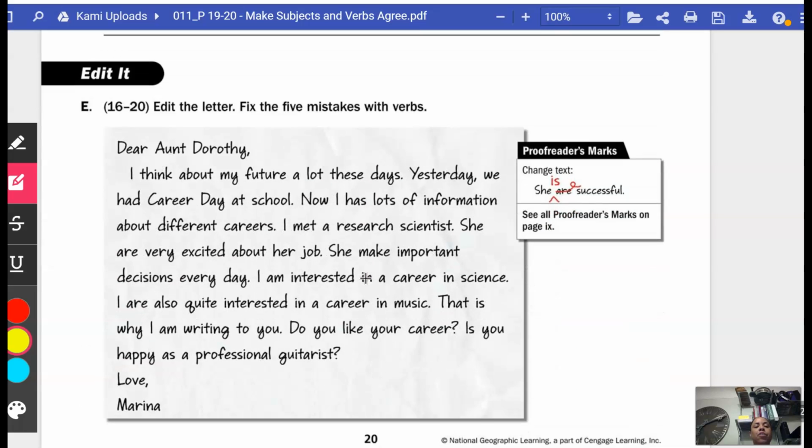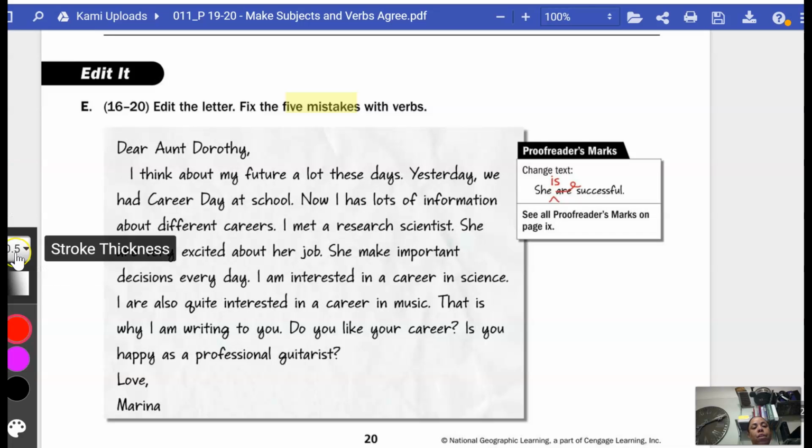Okay, and then the last section, it's just like the other handout that we did. You're going to fix the mistakes in this letter. Notice in the instructions it says that there are how many mistakes? That's right. There are 5 mistakes. So that's what you need to find. 5 mistakes, okay? Let's find the first one together. So I'm going to use the drawing tool, and I set the stroke thickness to 0.5.